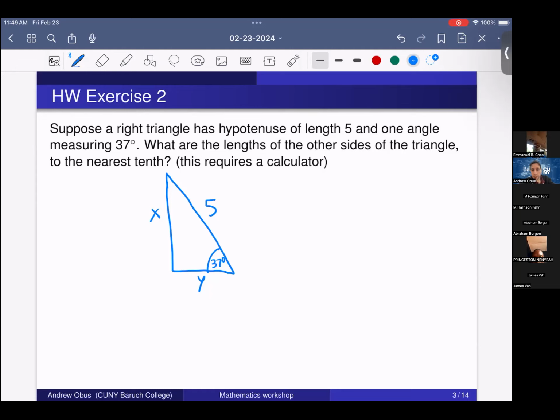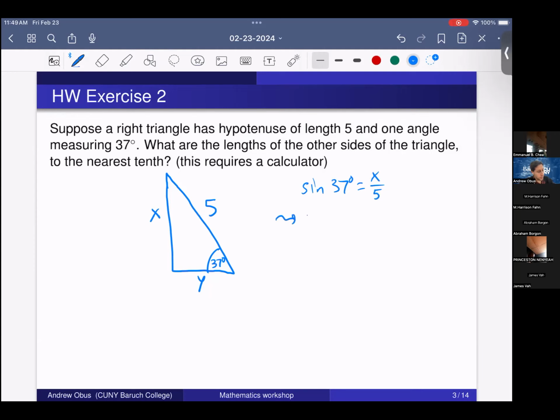Hello. Yes, hello, Abraham? Yes, the equation for x is the sine of 37 degrees is equal to x over 5. Right.